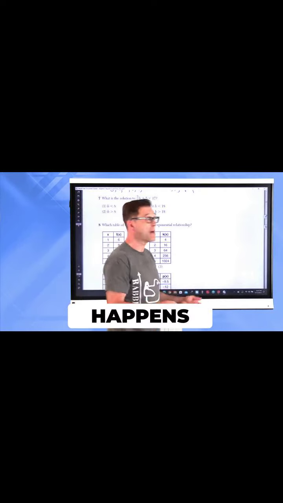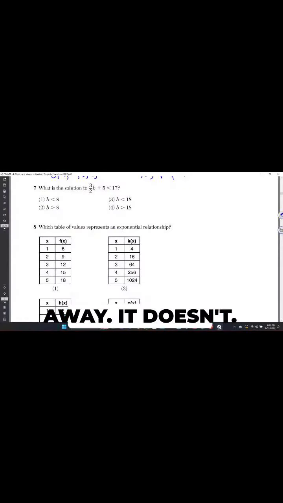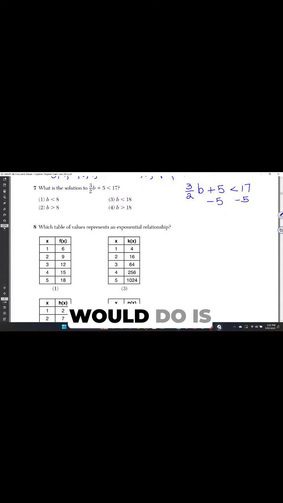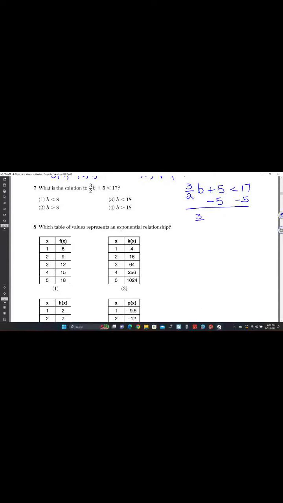So let's see if that even happens here, which I already gave away. It doesn't. Let's take a look. You know, we have 3 halves times b plus 5 is less than 17. So if I were just solving this like an equation, the first thing I would do is subtract 5 from both sides. And I'd get 3 halves times b is less than 12.